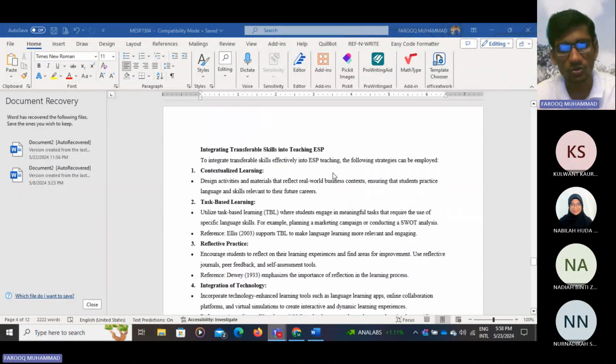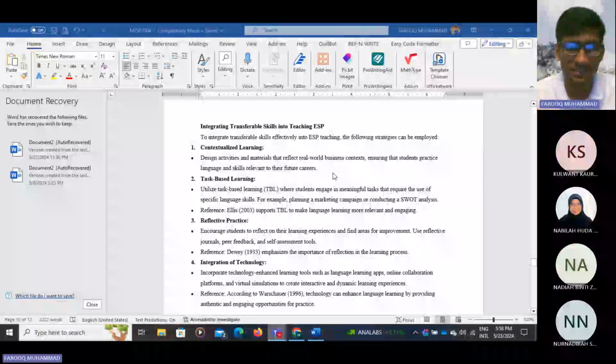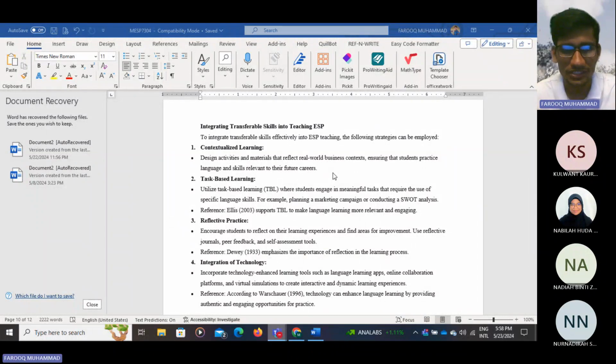So how are these skills integrated? We can look at integrating transferable skills into teaching ESP. To integrate transferable skills effectively into ESP teaching, the following strategies can be employed.